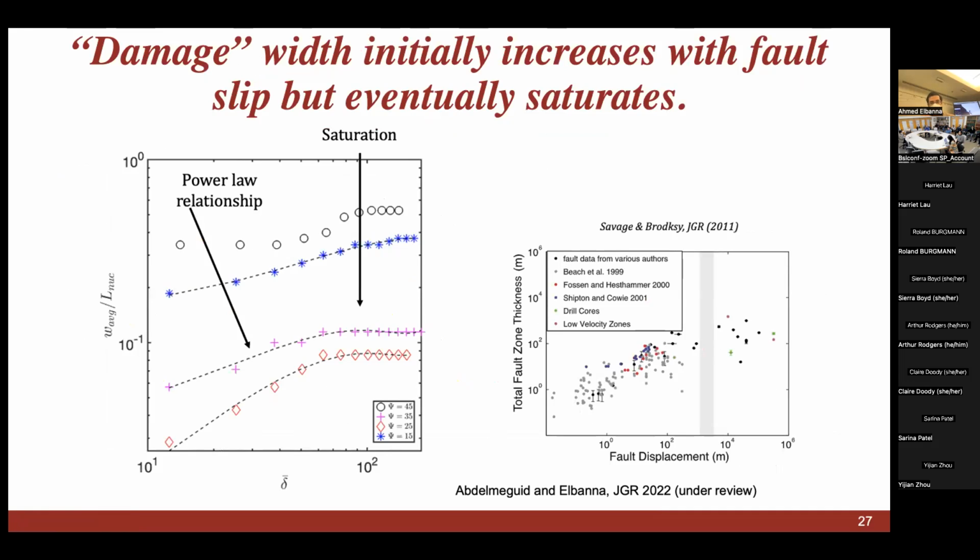Another feature that emerges naturally as well is how the width of the damage zone increases as a function of the slip on the fault surface. We observe that as the slip increases, the width of the damage zone increases, but it eventually saturates. This is associated primarily with the ability of the rupture to concentrate the stress away from it. As you start accumulating this plasticity, you deprive the rupture from doing that. So if you are not adding much stress away from the fault, the damage zone will not expand. This is in line with these observations from Savage and Brodsky. I'm saying in line, and I'm not trying to quantify this because of the different conditions, but it seems like a generic observation.